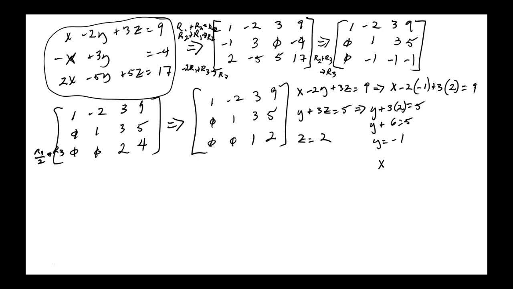Sorry, system. Okay, so we have x minus 2 times -1 is plus 2, plus 6. Okay, what does that give us?